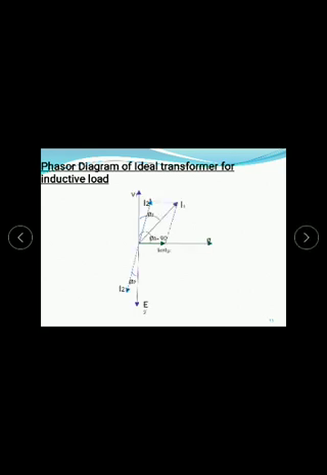And next is inductive load. Here the current is lagging by pi by 2 angle with respect to the voltage E2. So when I2 is projected, it is I2 dash. The combination of I2 dash and I0 gives I1. So this is the phasor diagram for the inductive load circuit.